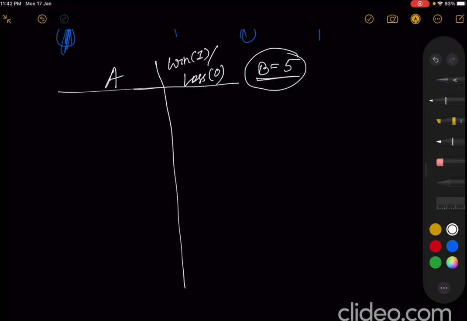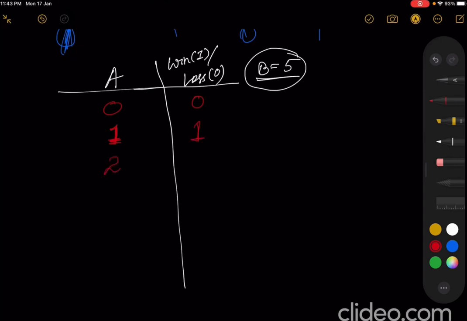So let's see. The first thing is that let's say if a is equal to 0. So if there are no coins, then obviously the first player will always lose. So this will be equal to 0. Similarly, if there is only one coin, and since b is equal to 5, the current player will select that one coin, and so he will win. So this is equal to 1.